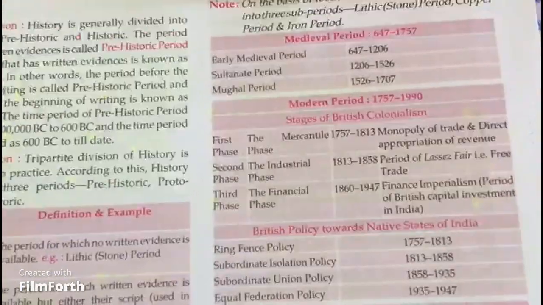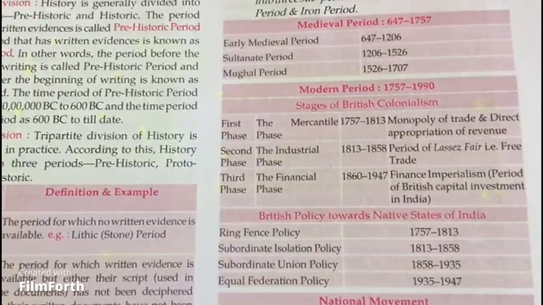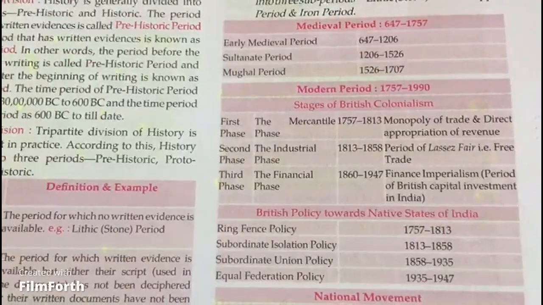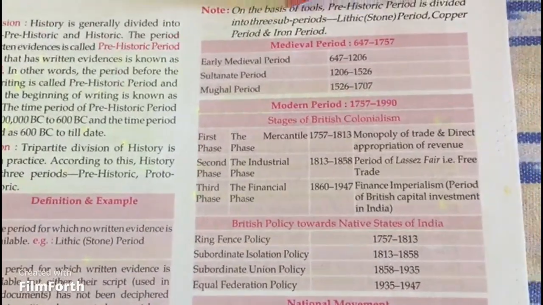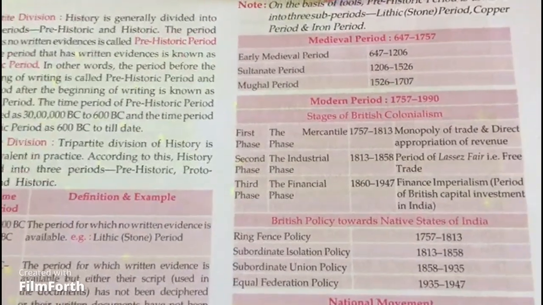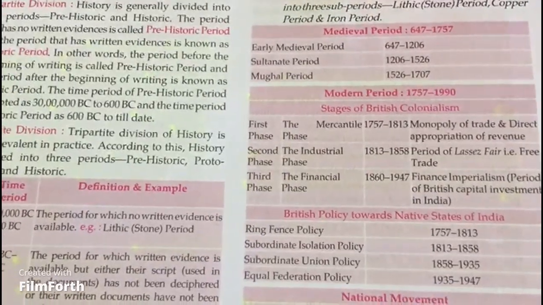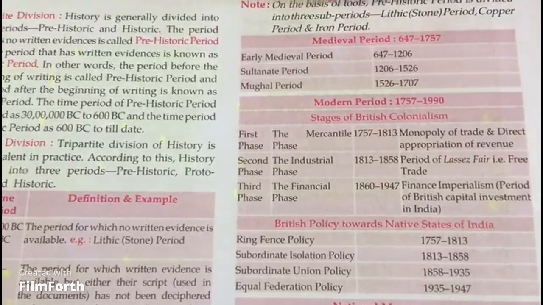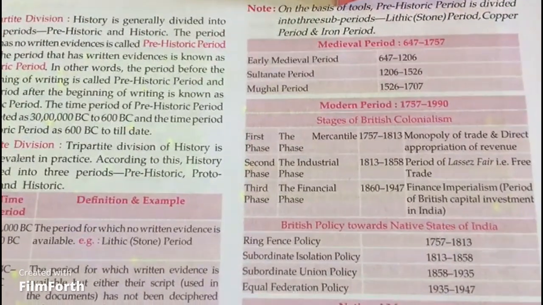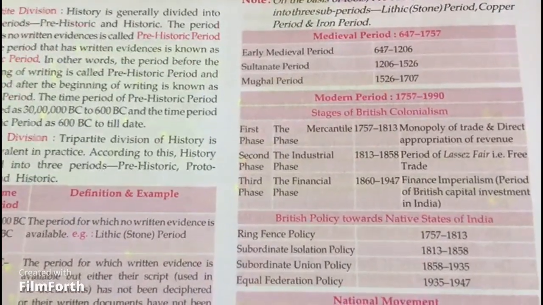Second phase, the industrial phase, 1830 to 1858. Period of laissez-faire, also known as free trade. Third phase, the financial phase, 1860 to 1947. Financial imperialism period, which is also known as period of British capital investment in India.